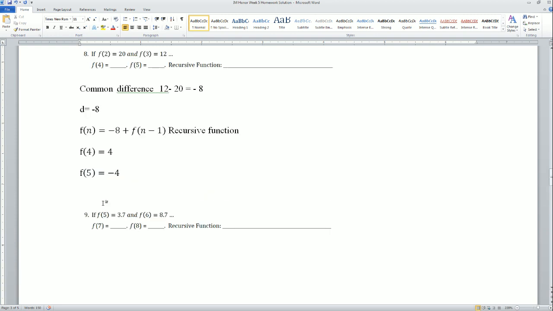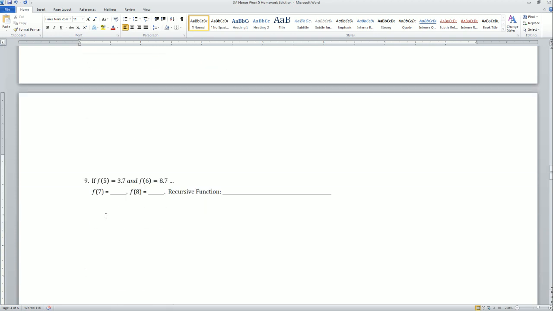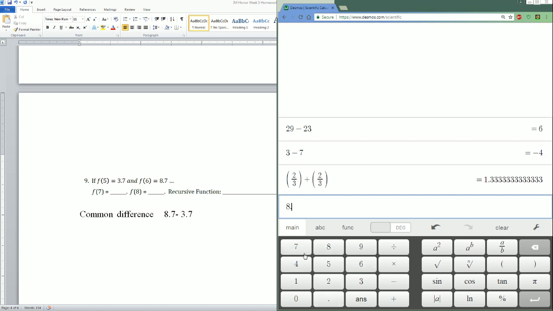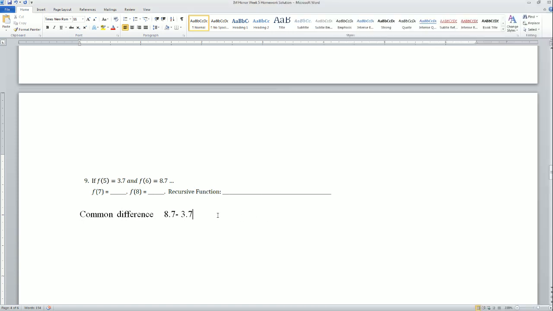Do I have room? No, let's go over here. Next, let's find the common difference first. Common difference here is going to be 8.7 subtract, the 6th term minus the 5th term, which is 3.7. It looks like it's 5. Let's just double check here. 8.7 subtract 3.7. Again, decimals are ugly. Just use a calculator. 5. Perfect. So common difference is 5.